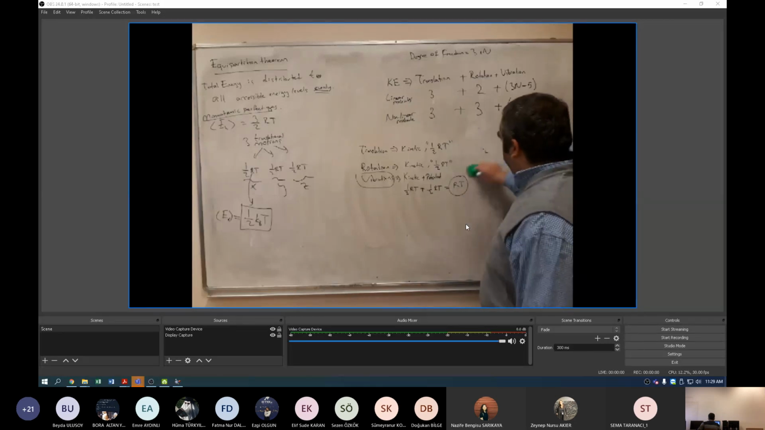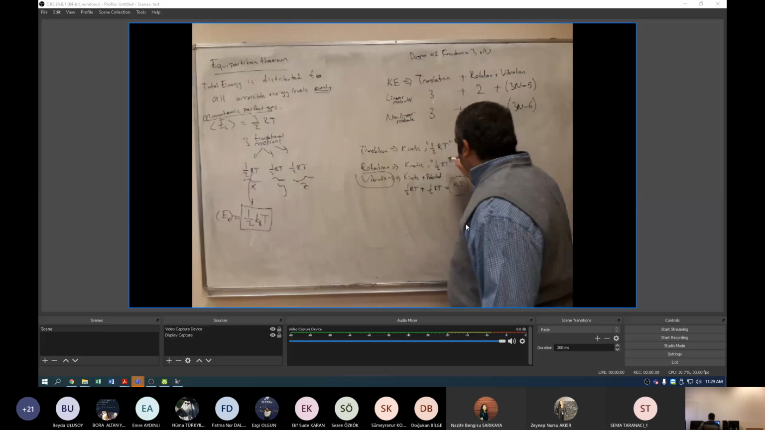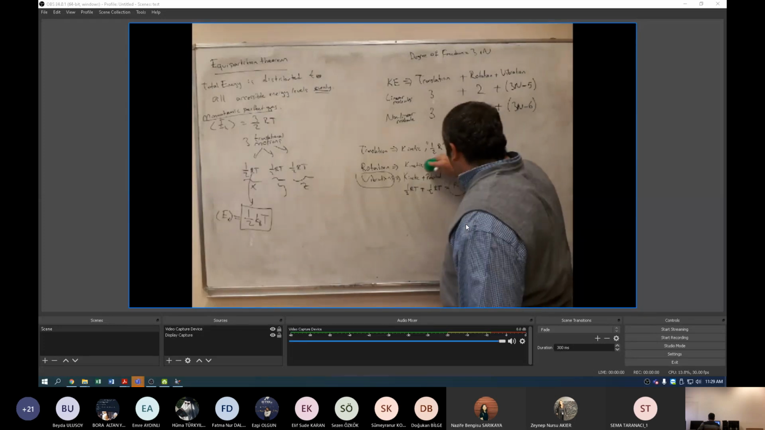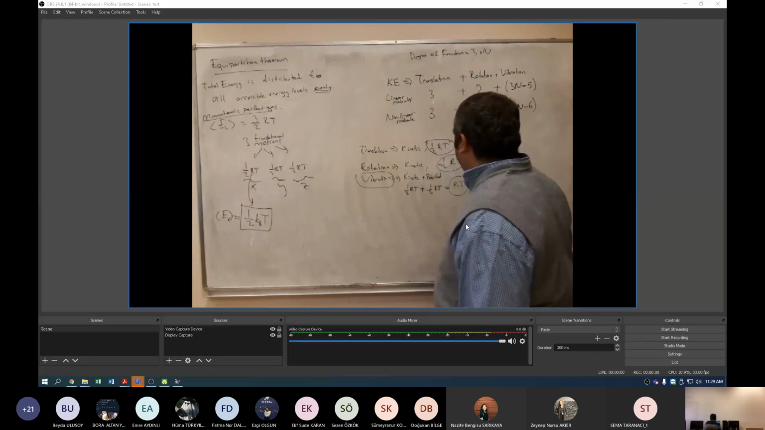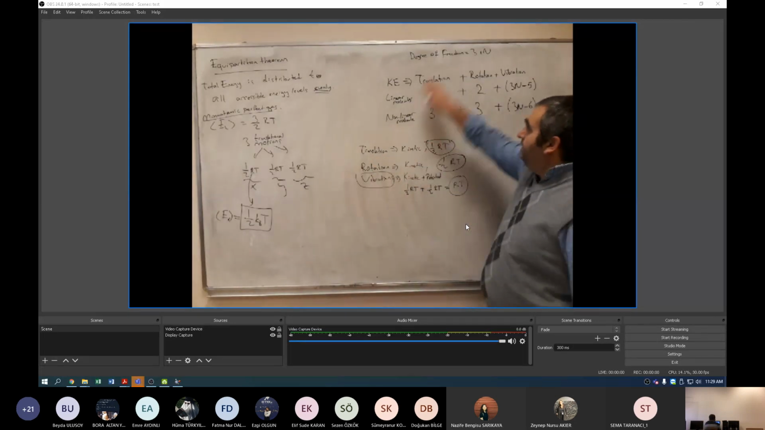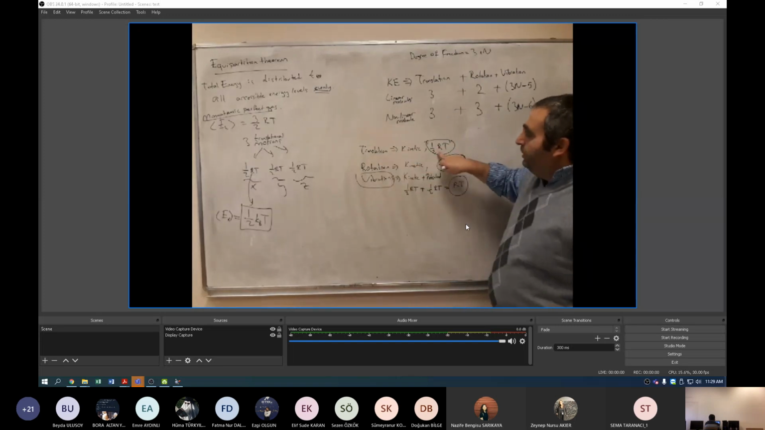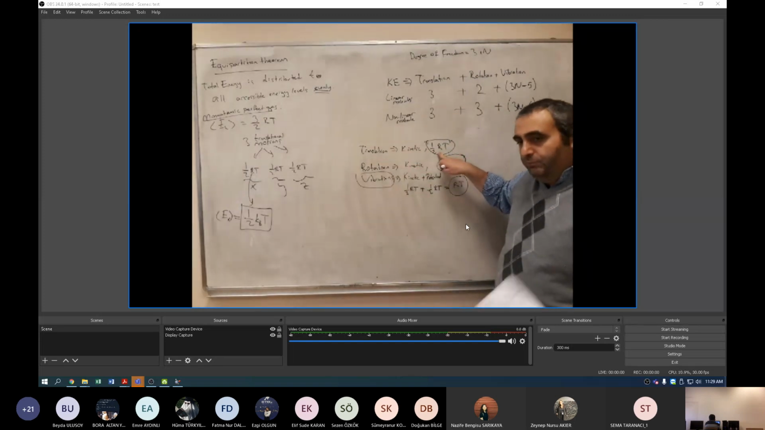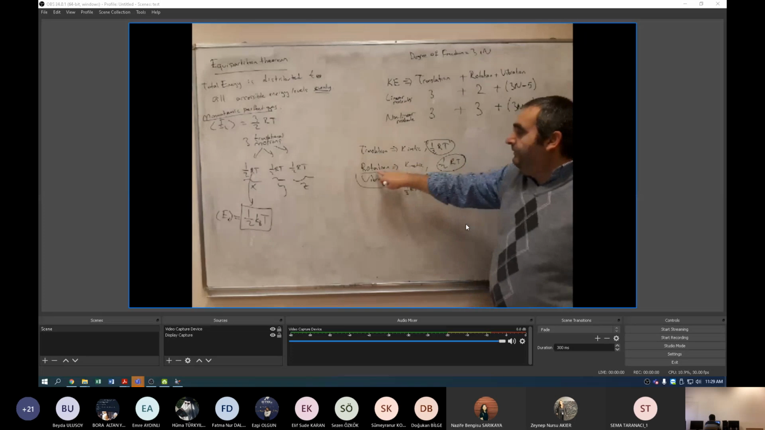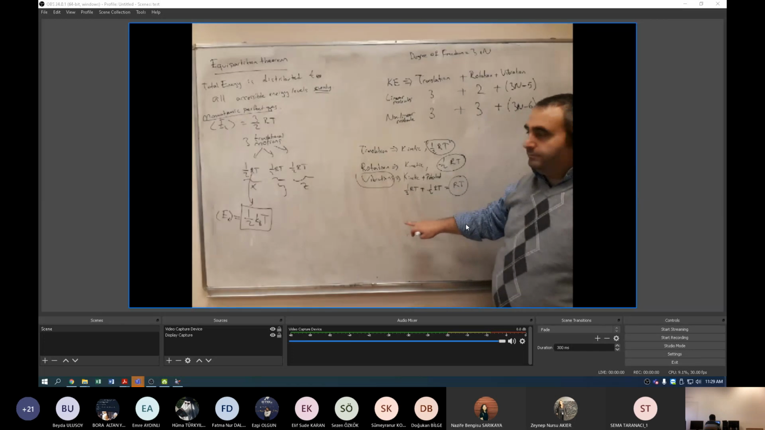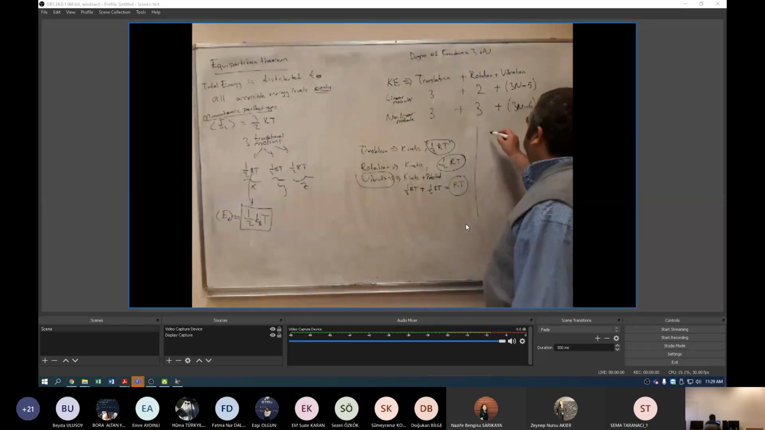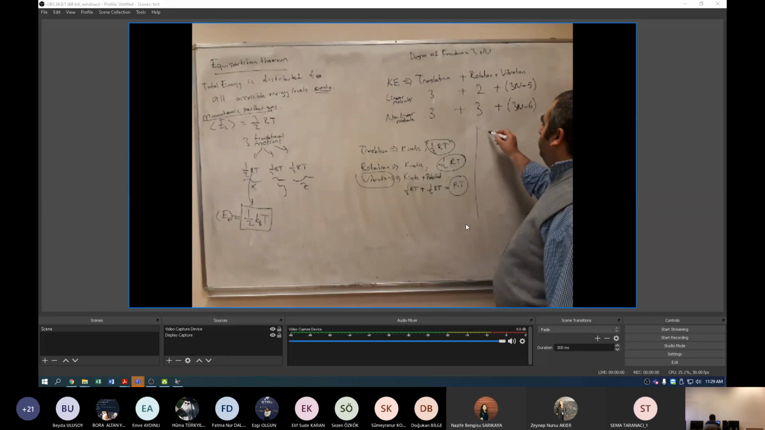Let's actually erase this one, okay? For kinetic RT, this is also in circle, okay? For translation in a molecule, I will add 1 over 2 RT to the molecule's energy. I will add 1 over 2 RT for each rotation, and I will add 1 RT for each vibration. Okay?